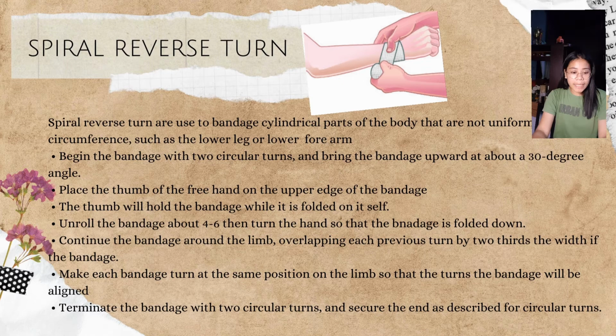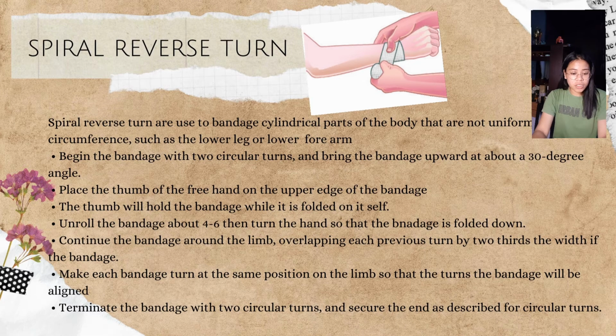So to apply it, begin the bandage with some circular turns and bring the bandage upward at 30 degrees. Then place the thumb of the free hand on the upper edge of the bandage, and the thumb will hold the bandage while it is folded on itself. Then unroll the bandage about 4 to 6 inches, then turn the hand so that the bandage is folded down. Then continue the bandage around the limb, overlapping each previous turn by 2/3 the width of the bandage.